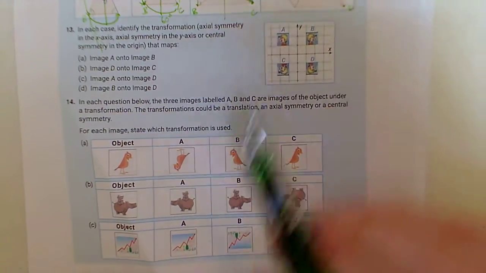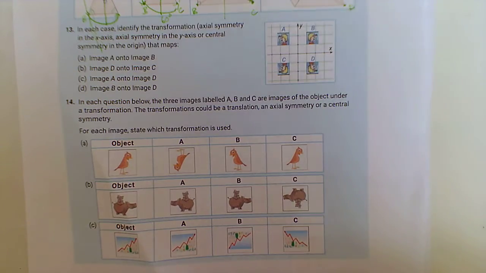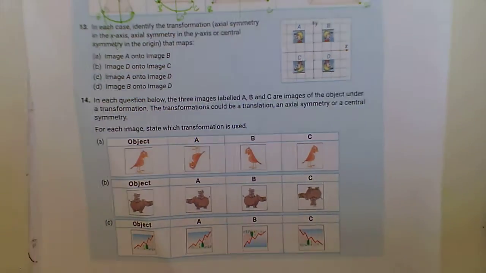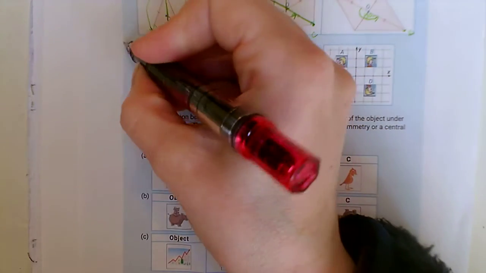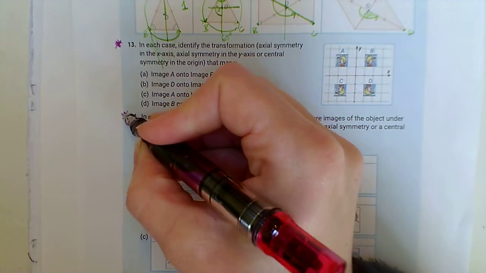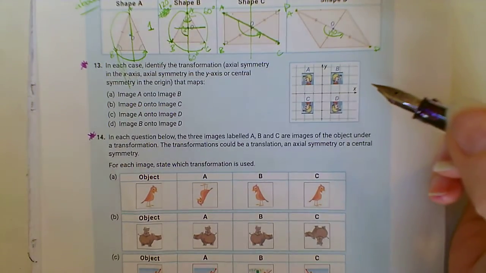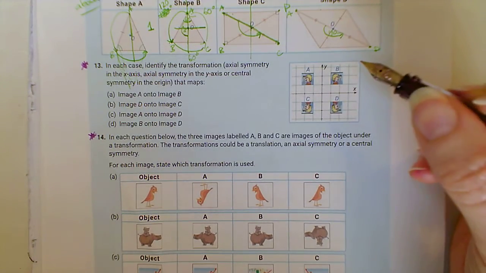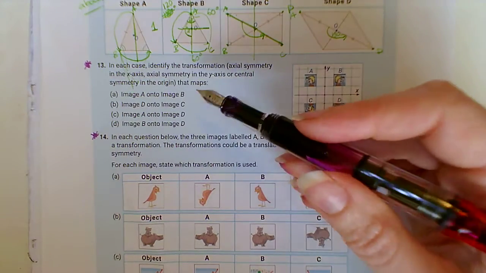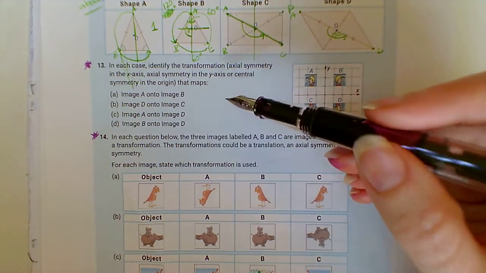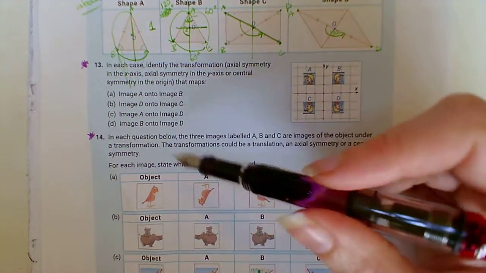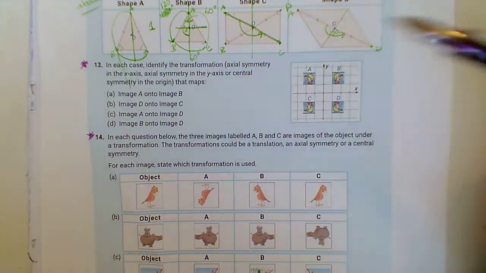Question 13 then. In each case here, identify the transformation. Now, questions 13 and 14 are very much our exam style questions. So it's important that you understand what you're being asked to do in these questions and that you could make a decent attempt at them as well. In question 13, identify what type of transformation, axial symmetry in the x-axis, axial symmetry in the y-axis, or central symmetry in the origin, maps image A onto image B.